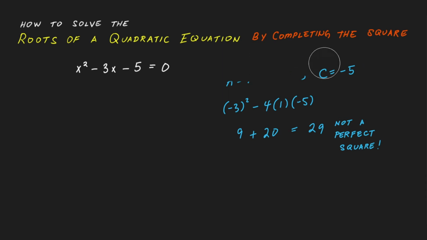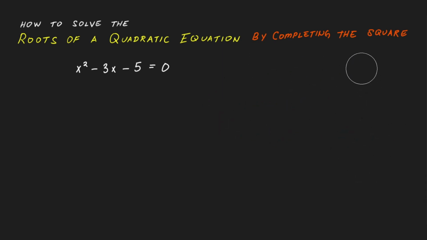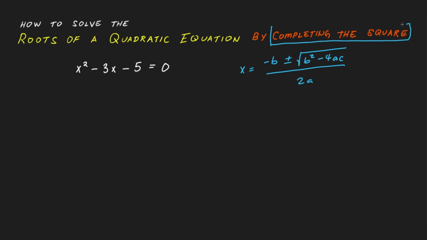Let me erase this because we're going to need this space later on. How do we solve for the roots if this is not a factorable quadratic? Well, we could use the quadratic formula, which is x equals minus b plus minus the square root of b squared minus 4ac all over 2a. We can do that, but no, because the method that I'm teaching you in this video is completing the square. So I'm just going to erase that. We're going to be covering that later anyway.